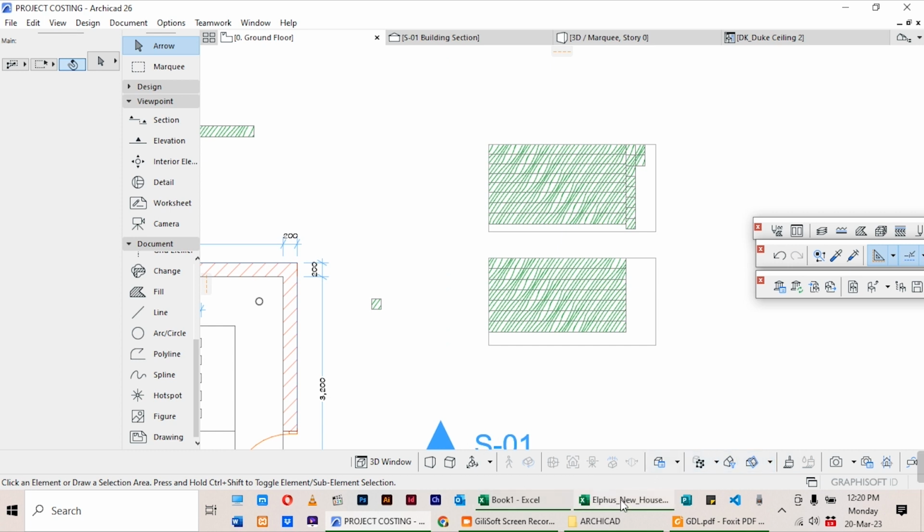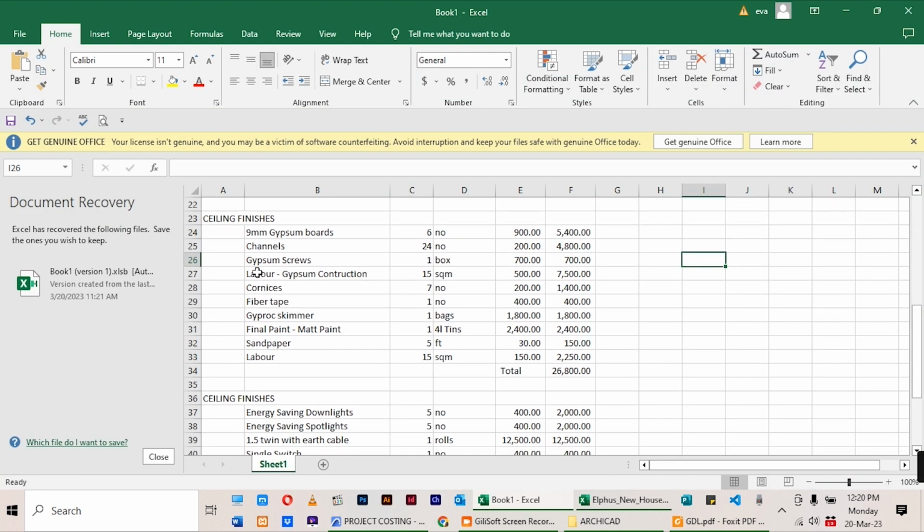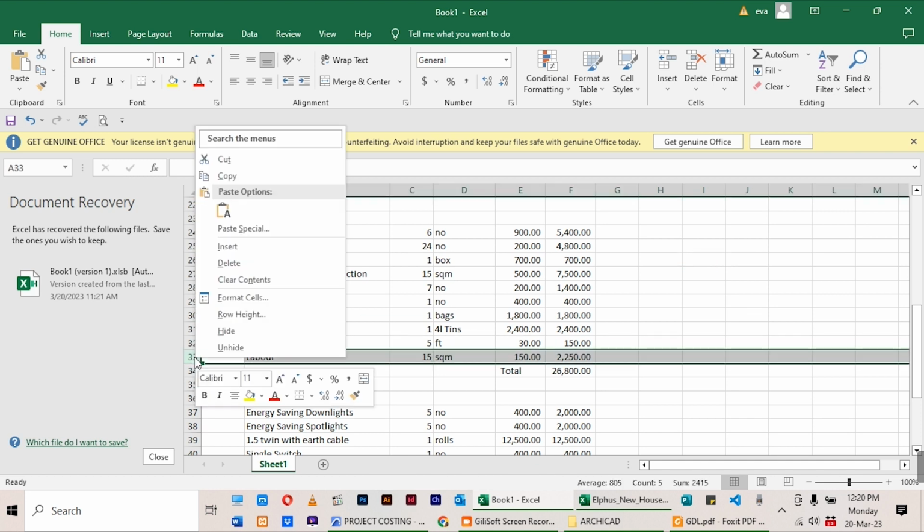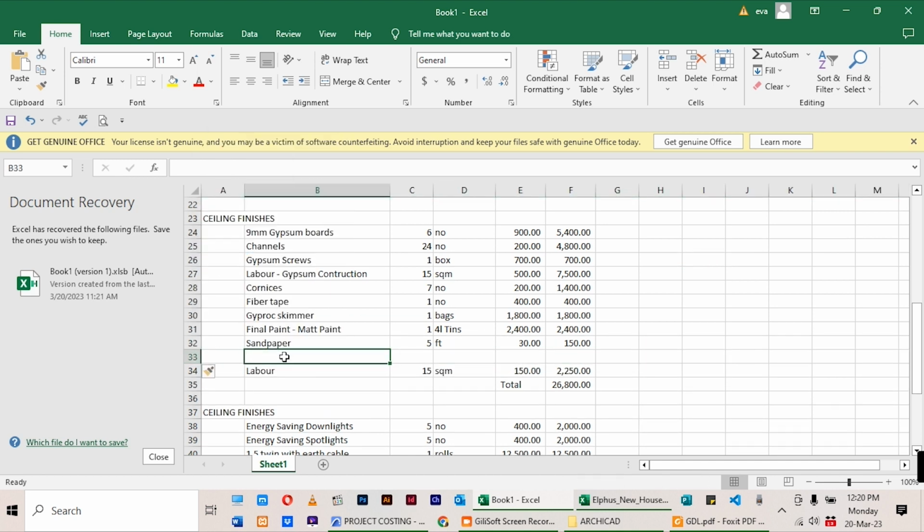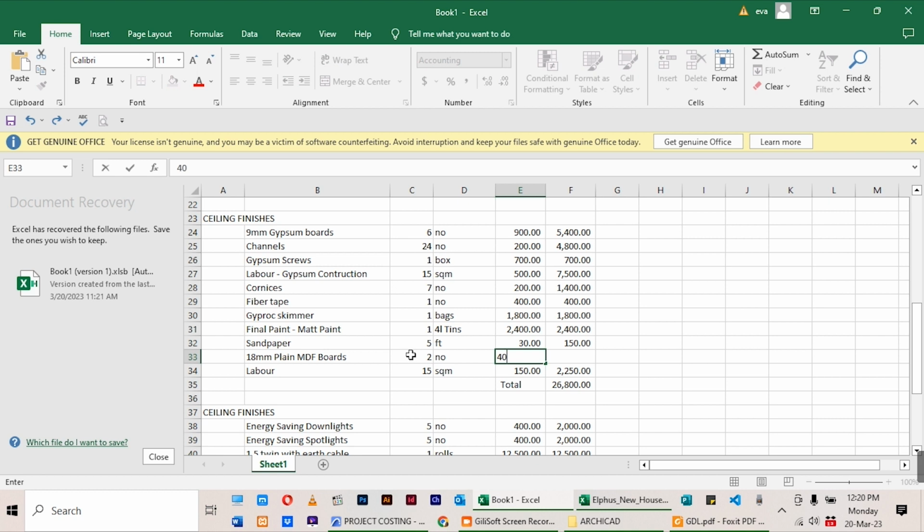Come here, under ceiling finishes, let's introduce under here. Write 18, or you can use 12 mm. Let's do 18, it's stronger. 18 mm plain MDF boards. These are 2 number. The price for plain MDF is quite expensive, it's 4,000.